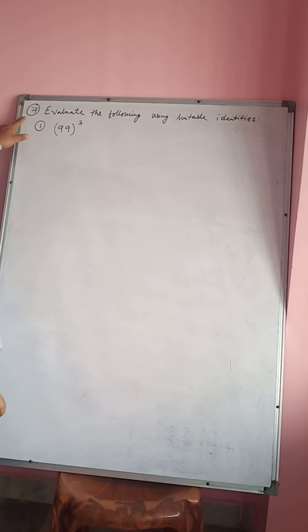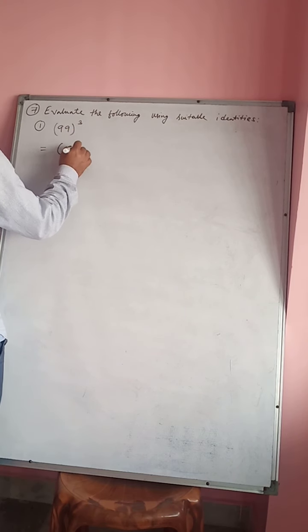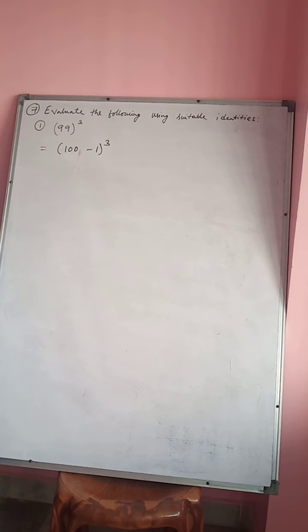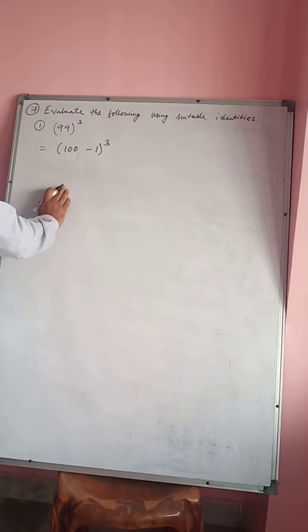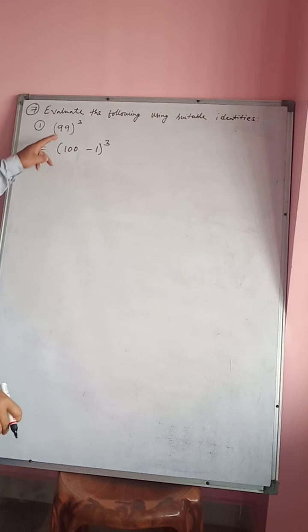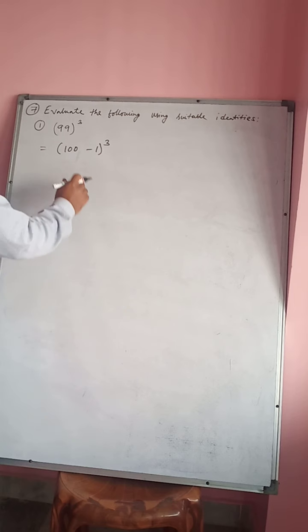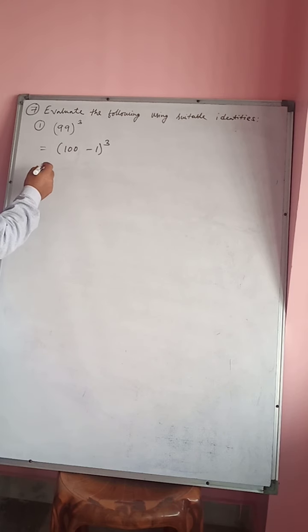Okay, now question number 7. Evaluate the following using suitable identities. So this is 99 cube. So what we can write? We can write 100 minus 1 whole cube, or you can write 90 plus 9 whole cube also. Both are correct. So here I will use the second identity, (a minus b) whole cube.